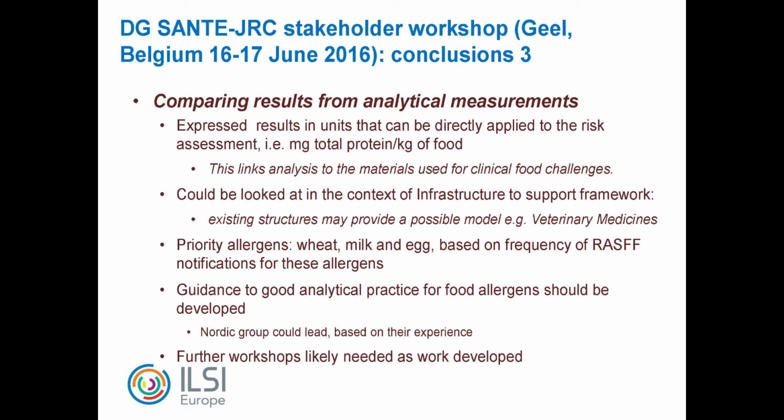Now, coming to analytical measurements, comparing results from analytical measurements, it was thought the results should be expressed in units that can be directly applied to the risk assessment. So they should be expressed in milligrams of total protein per kilogram of food. And of course, one of the great advantages of that, compared to expressing it either as a total food or individual proteins within the food, is that it links analysis to the materials used for clinical food challenges. You don't normally challenge people with peanut allergy with an individual peanut protein, Ara h 2 or something of that sort. You challenge them with peanut flour.